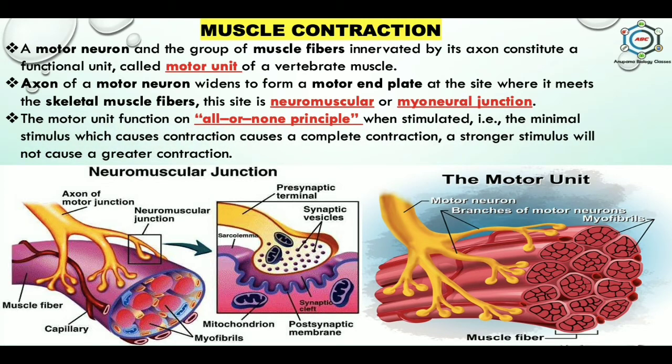The motor unit functions on the all or none principle when stimulated. That is, the minimal stimulus which causes contraction causes a complete contraction. A strong stimulus will not cause a greater contraction. So the ability of the nervous system to increase the strength of contraction by activating more and more of the motor neurons controlling the muscle is recruiting of motor neurons.